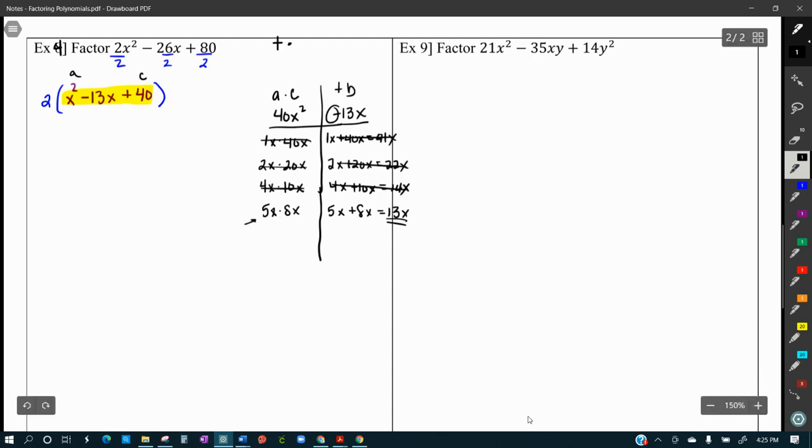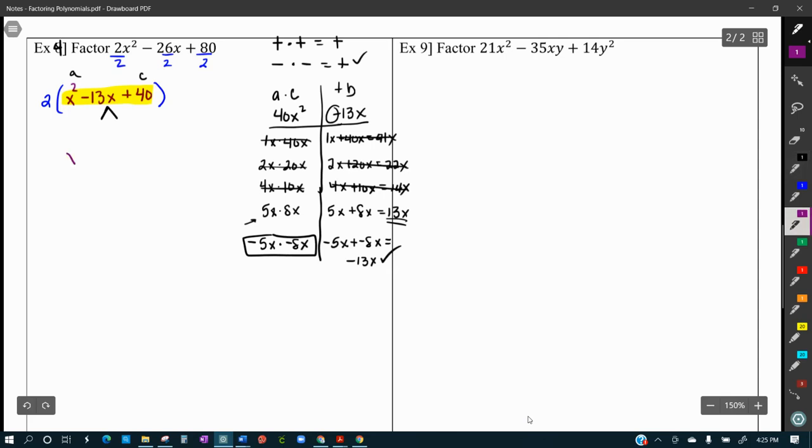A positive times a positive is not the only way to make a positive number. You can also do a negative times a negative, and that will also give you a positive number. So 5x times 8x works, but so does negative 5x times negative 8x. Change the signs of both your factors and try it again. Negative 5x plus negative 8x, there is the negative 13x that I needed. So these are the two numbers that we will split b into.